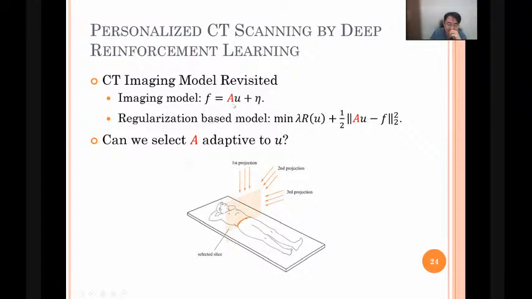But actually, all of these are not optimal. Can we select a scanning scheme that is adaptive to U? This is the question we're trying to answer. In terms of CT, if you simplify this problem a little bit, what we essentially want to do is, for a given subject U, determine first of all the number of projections and also the specific angles of those projections.